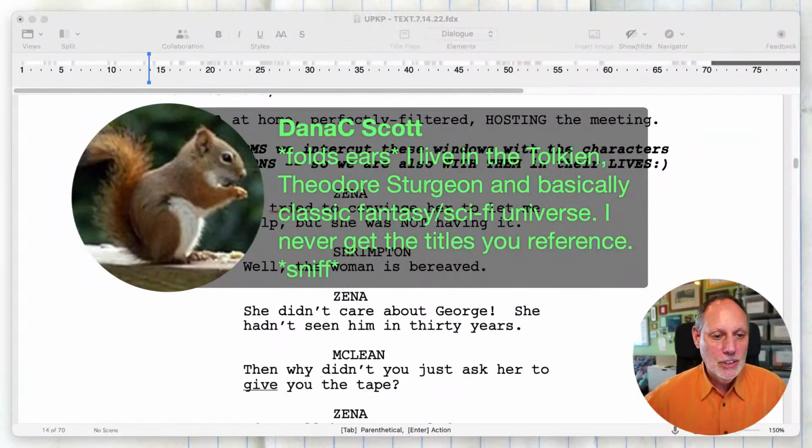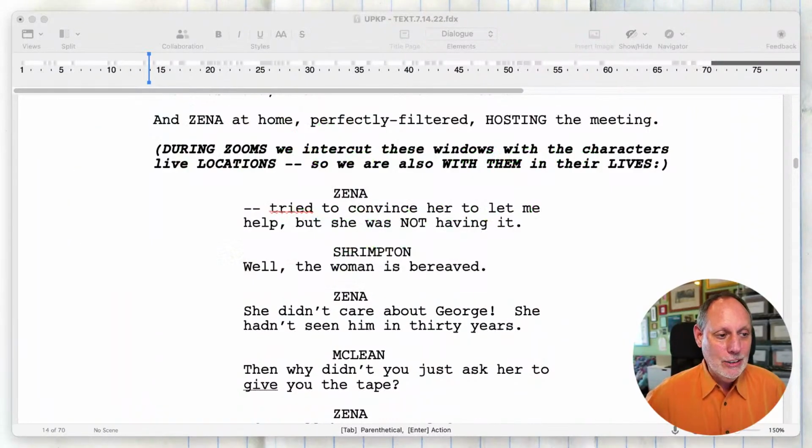I live in the Tolkien theater surgeon of classical fantasy, so I never get the titles you reference. Huh. Tell me which one you didn't get, and I will explain it, because I do not like to leave people out of references.